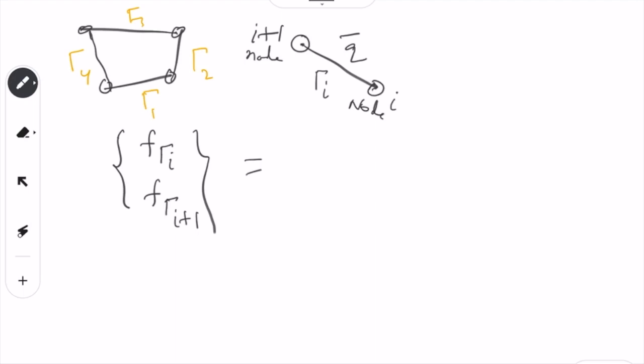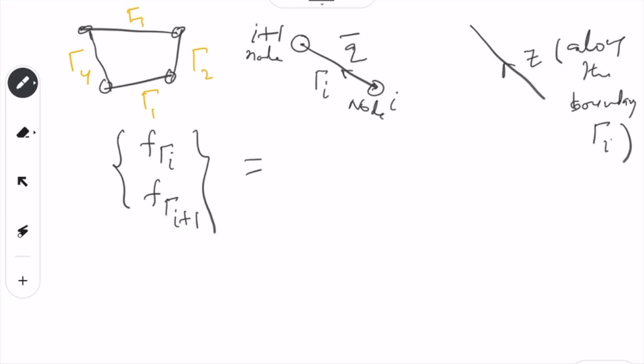So we can write that as equal to, and we can define S now. Defining S means we are going from here to here along the boundary. Let's say this is Z. Z is not like a third dimension, but it is along the boundary. Then we can define Q bar as a function of Z, so this will be equal to Q bar Z.